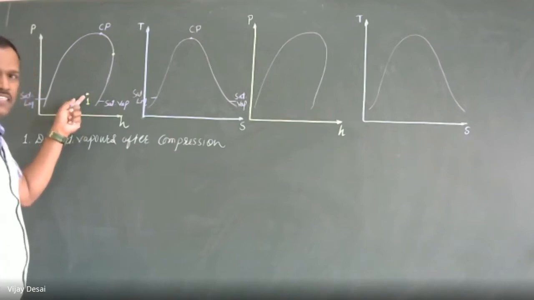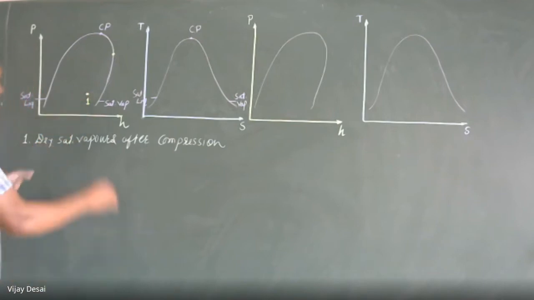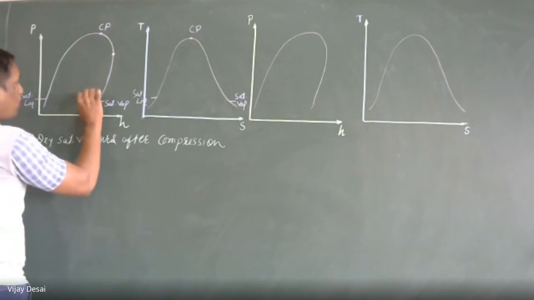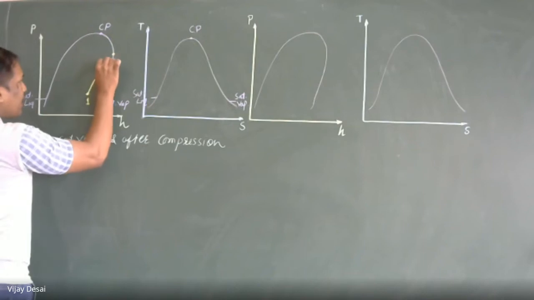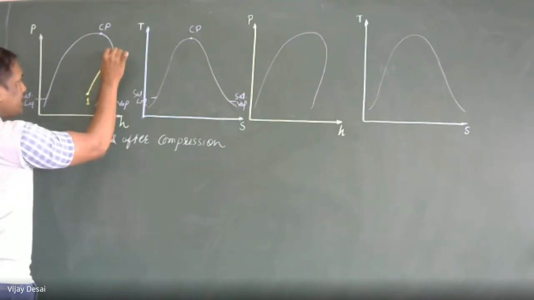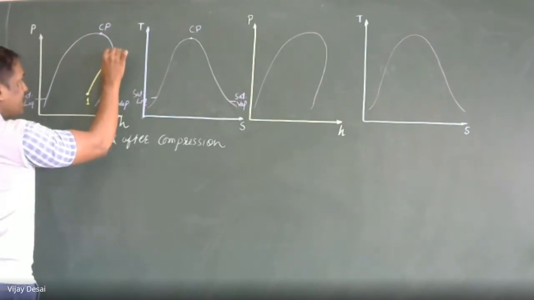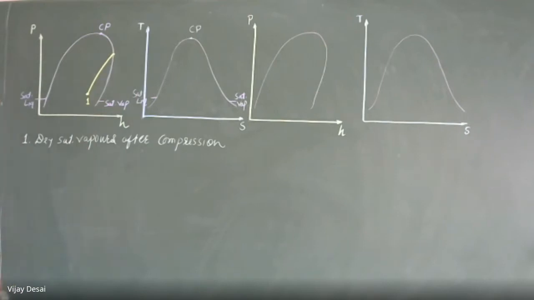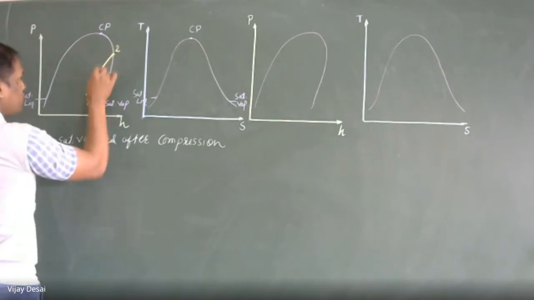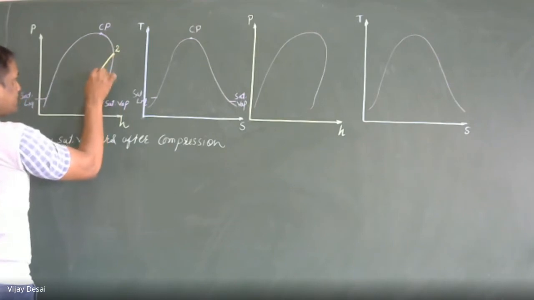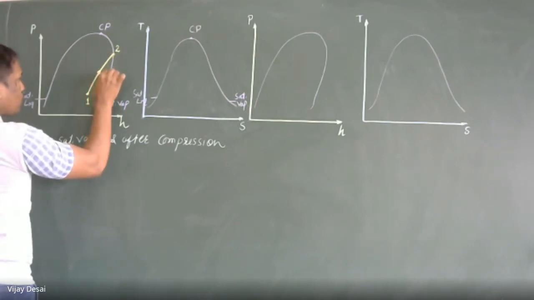So wet condition is entered into the compressor, and adiabatically it is compressed. So adiabatic compression will be a curvy line, and after compression it will become exact dry saturated vapor. So this is point 2. This curve represents adiabatic compression.